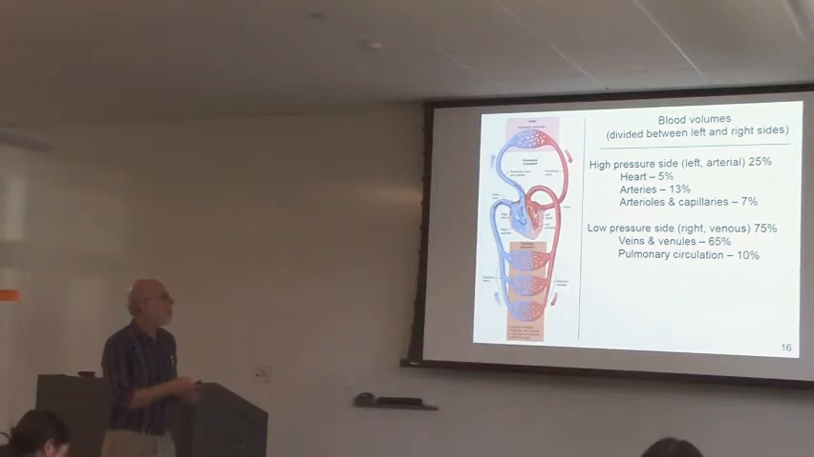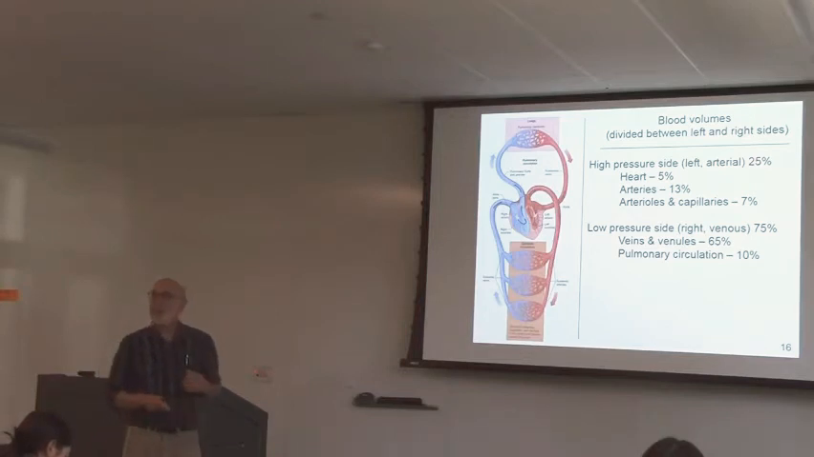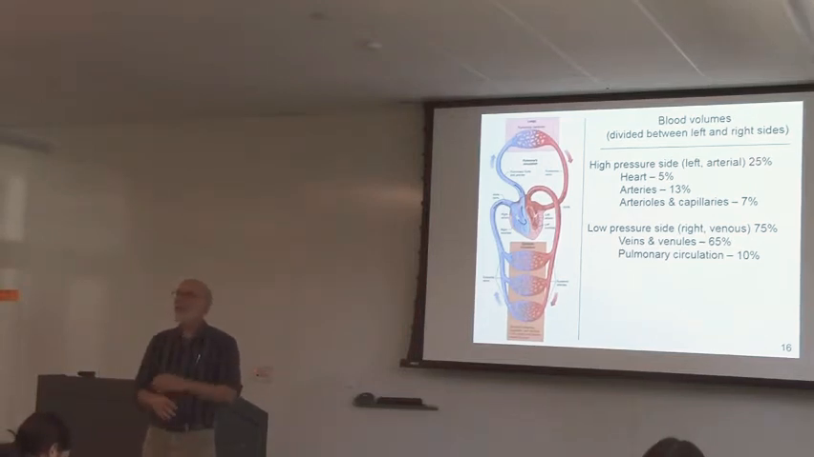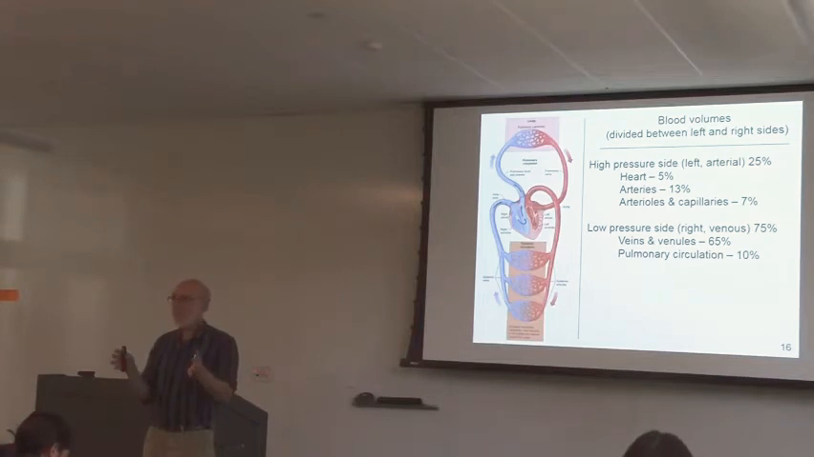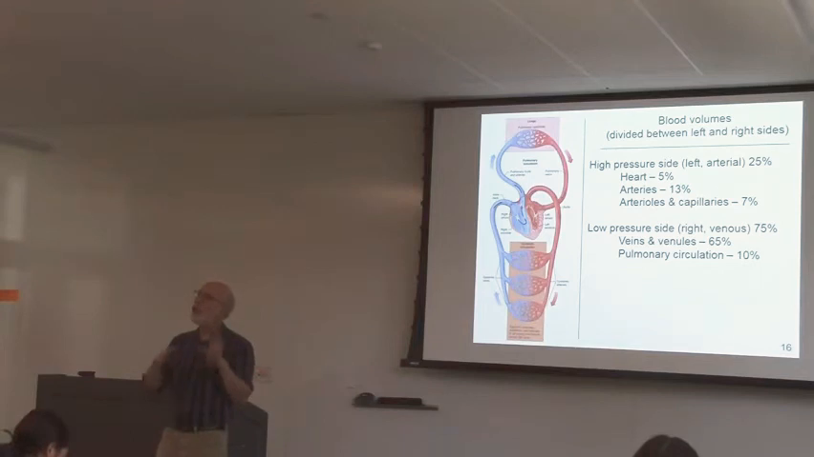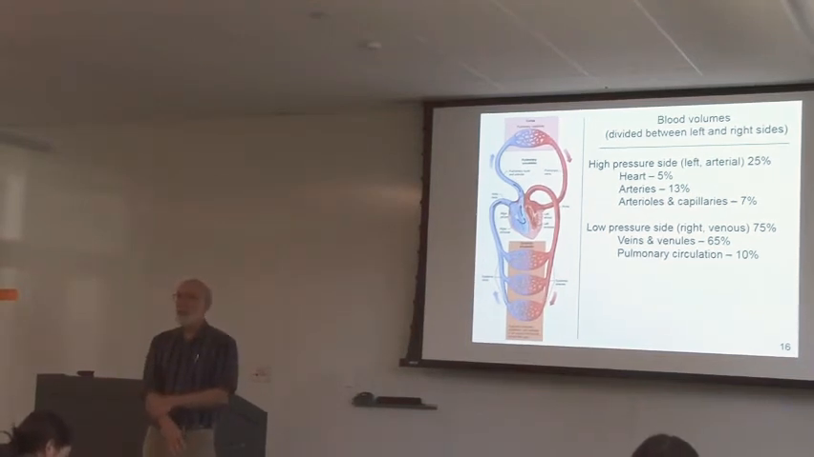So if a quarter of the blood is in the high pressure side, that means 3/4 of your blood is in the low pressure venous returning to the heart side. So at any given time, most of your blood, 3/4 of it, is in the slow-moving, low-pressure return to the heart side. So that's an interesting fact, that only about a quarter of it is in the high-pressure, flowing vigorously side.